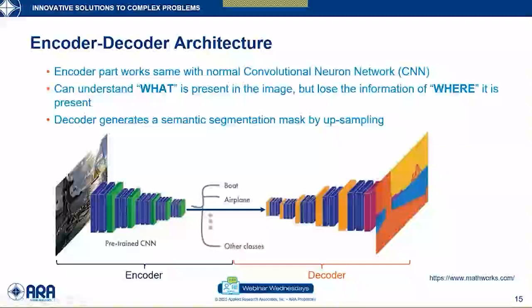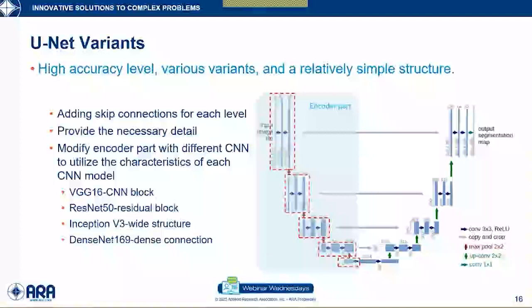And then the decoder part recovers the reduced data to the original input size by upsampling. However, since the spatial information is lost during the encoder process, it is very difficult to get an accurate segmented output using only upsampling. So in order to overcome this issue and improve the performance of the encoder-decoder architecture, the UNet was introduced.